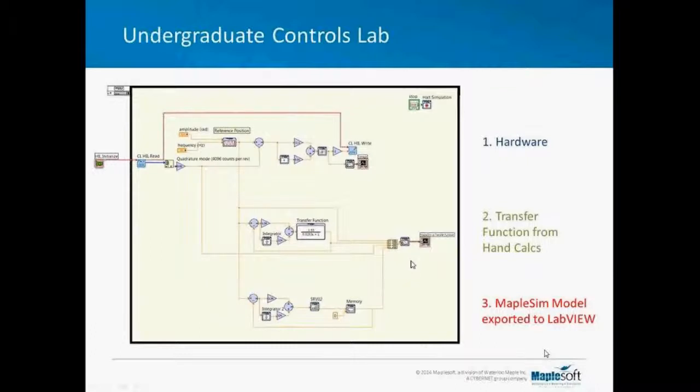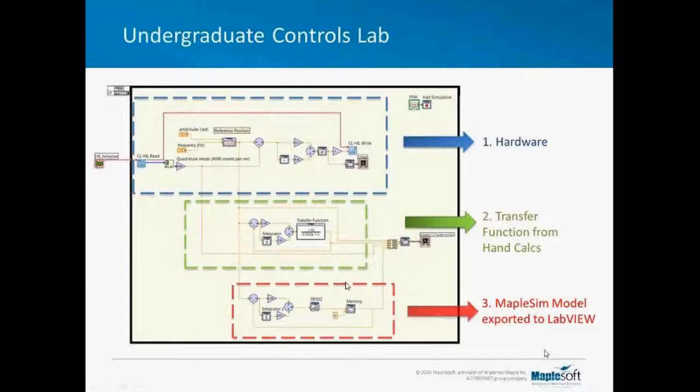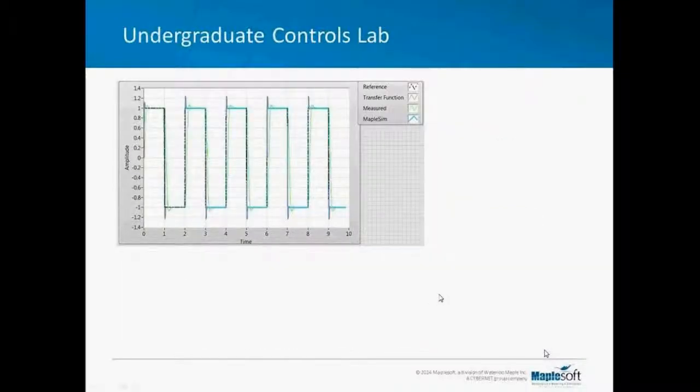So I've exported the model into LabVIEW. In this screenshot here, you'll see that I've actually done 3 comparisons. In the first model here, the controller was implemented, and it's actually interacting with hardware. The second one is the same controller. It's now controlling the transfer function representation of the plant. And in the third case, same controller, and this is the model exported from MapleSim. Okay, and these were the results.